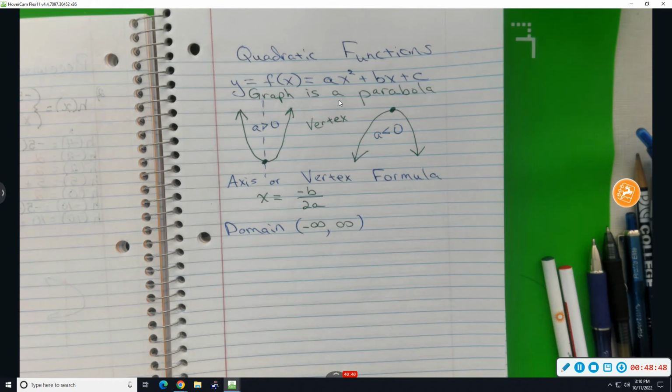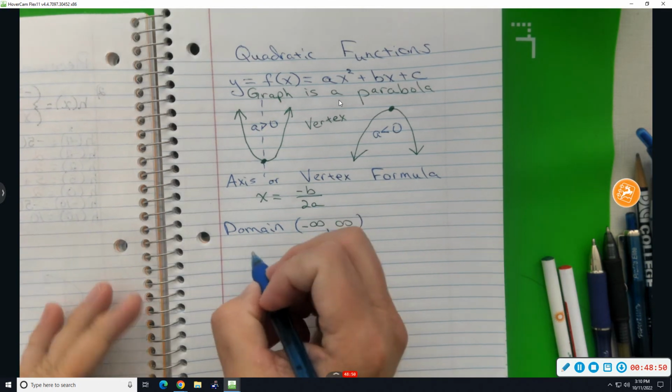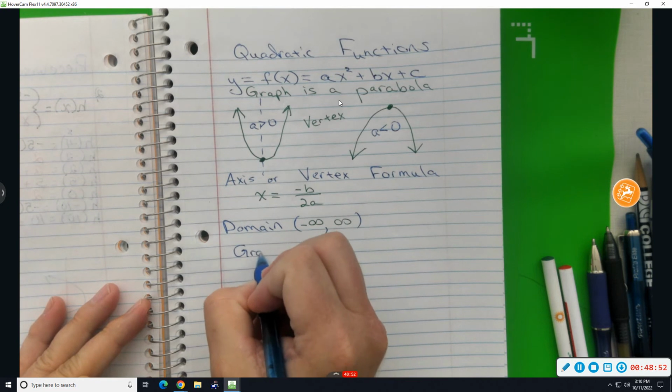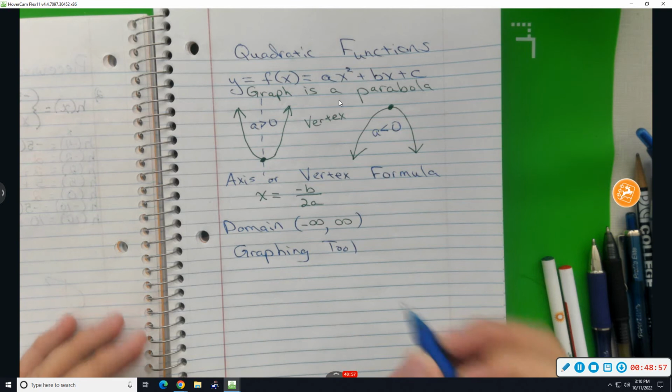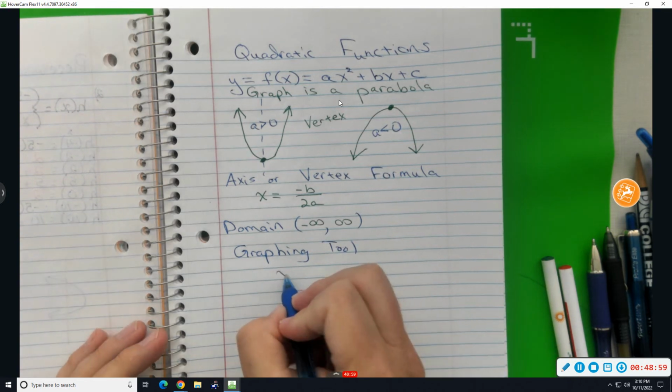And when we're graphing these things, using the graphing tool, what you'll do is you'll find the vertex.